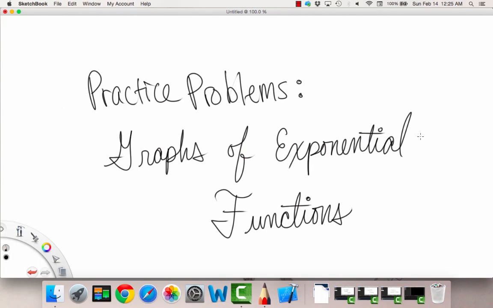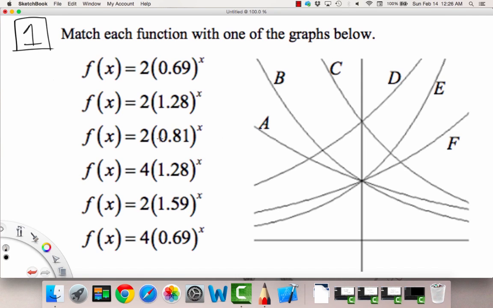Learn from Project Patch. Hello and welcome to the practice problems video on graphs of exponential functions. Okay, here's problem number 1. Looks fun, doesn't it? It says match each function with one of the graphs below. So we have 6 different functions here and 6 different graphs of functions.